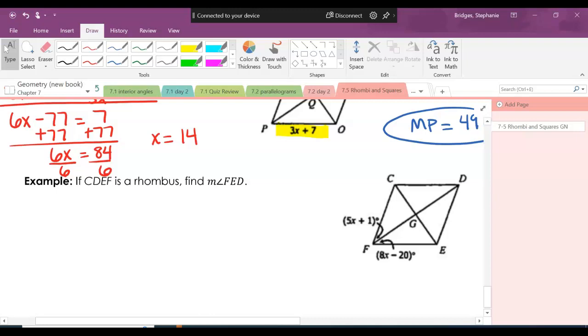Okay, think about how we can solve for x. What is it that the diagonals do to the angles in a rhombus? Bisect them. So look at your two angles. You have 5x plus 1. That's the angle on the top. The angle on the bottom is 8x minus 20. What do you know about those two?